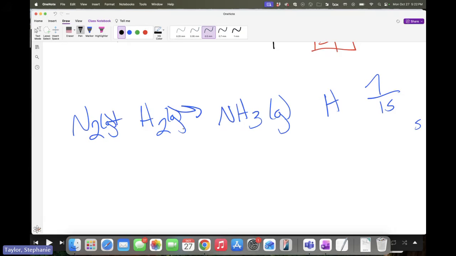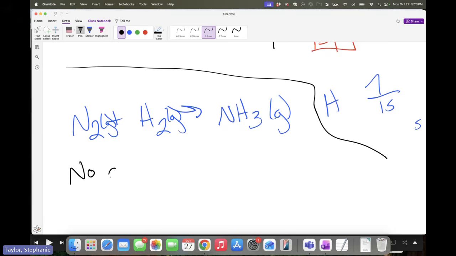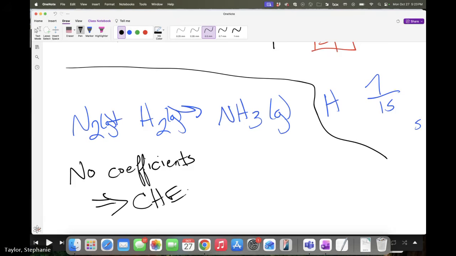One of the other things on the exam that I will tell you: if you see something that looks like this, and by that I mean there are no coefficients, if you see something with no coefficients, everything looks like it's 1, you need to check if it's balanced.